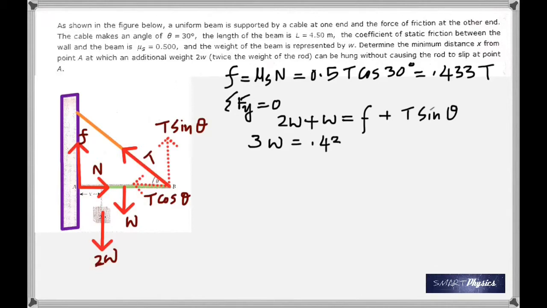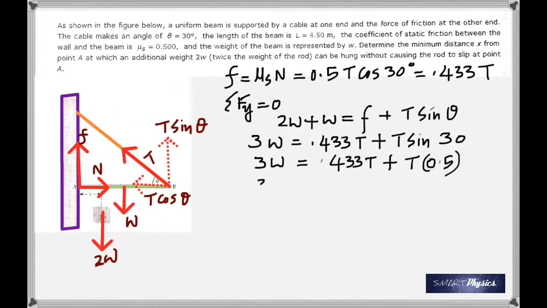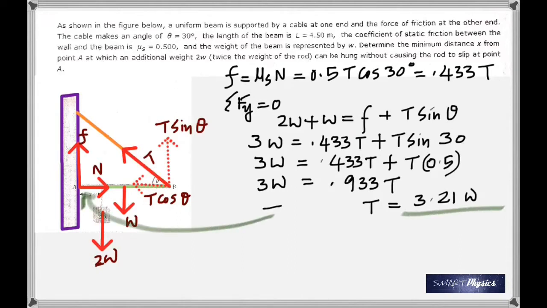But we already know that F is 0.433 T plus T sine 30 degrees. Sine 30 degrees is 0.5. So on the right side, when you add 0.433 T plus 0.5 T, add these two, we're going to get 0.933 T. So that means the tension is 3.21 W. How? 3 divided by 0.933. So we got that equation from the first condition.